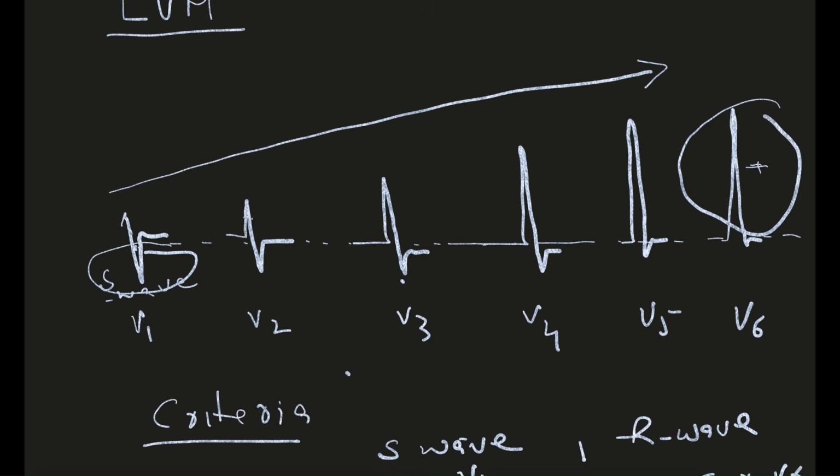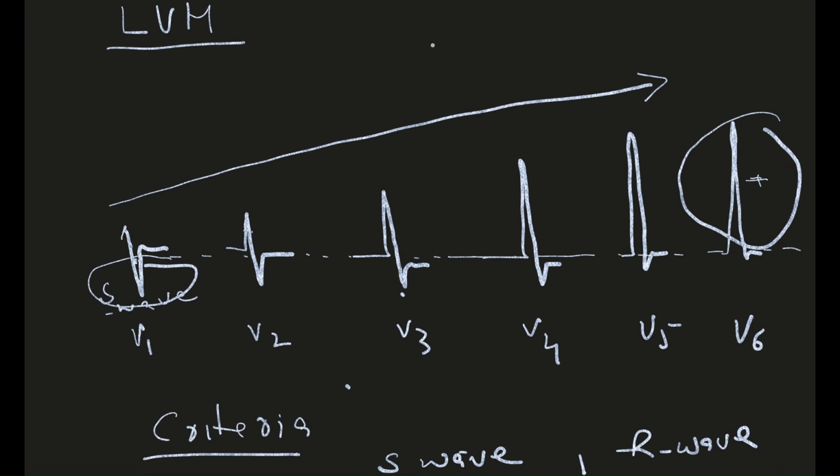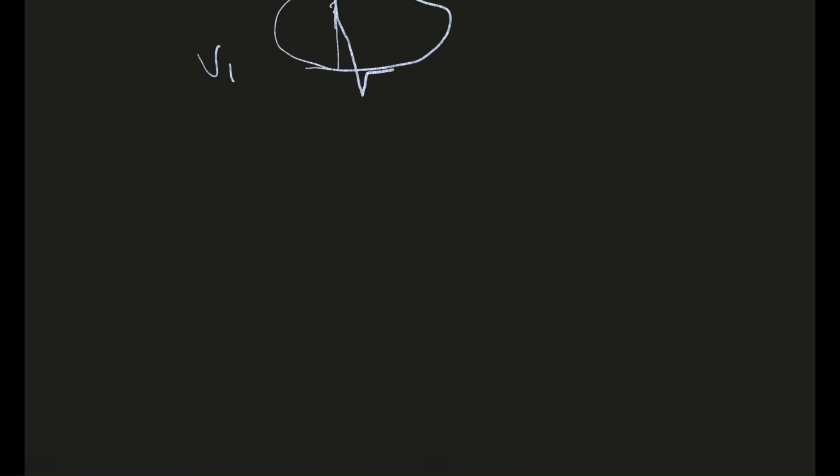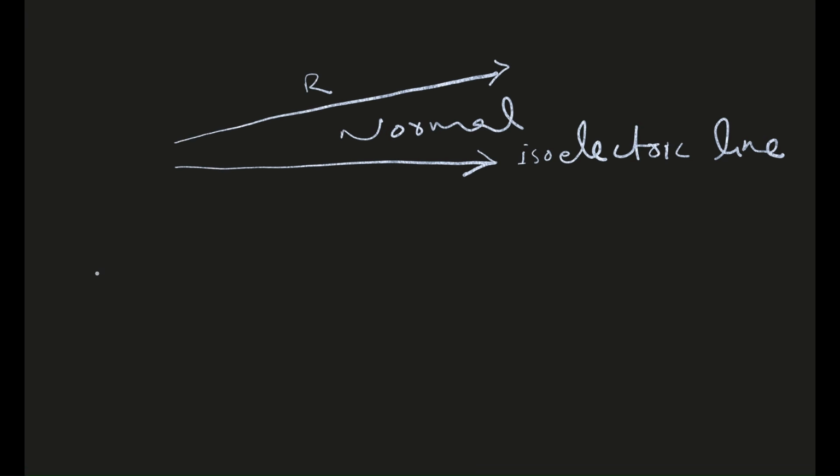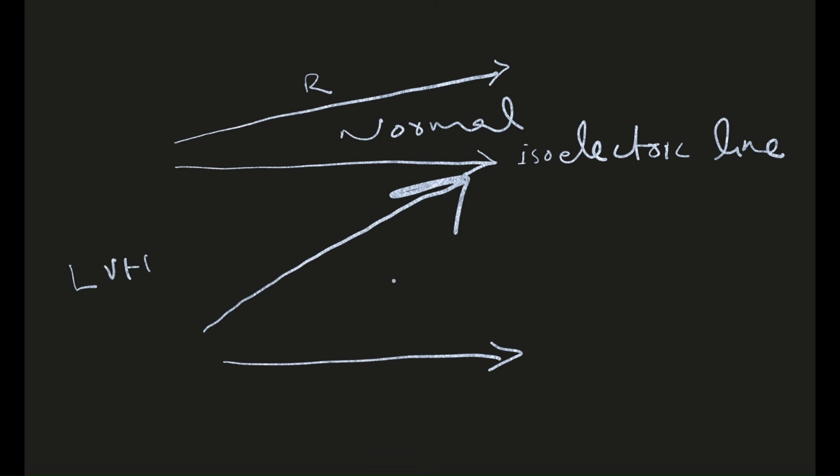If you just imagine this pattern, I'm going to copy this pattern. The ECG is normally going like this. The R wave is going like this. This is the isoelectric line. This is normal. However, in LVH, it went like this, according to my 35 criteria.